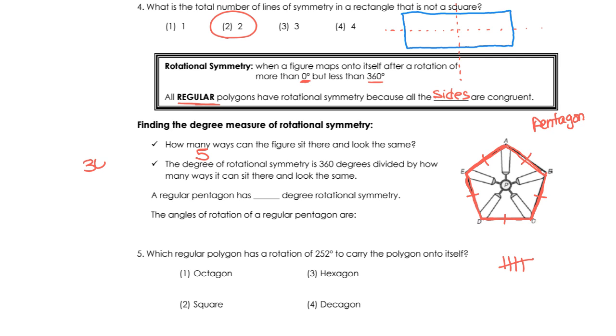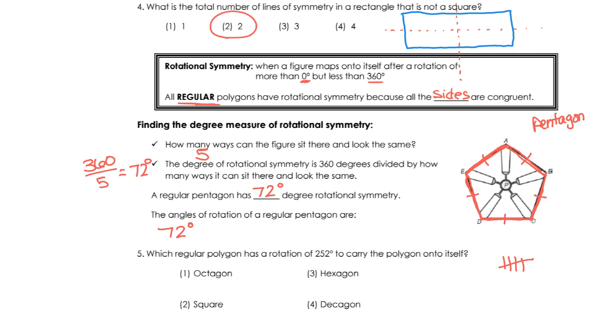So if we take 360 and we divide it by 5, we would end up with 72. And what that means is that it's every 72 degrees that I turn this. Okay, and 5 72s would go in a circle because that would be 360. And so every 72 degrees I turn it, this pentagon would look like itself.